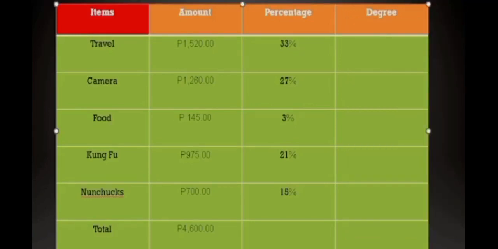So we'll just total all the percentages. 33 plus 27 plus 3 plus 21 plus 15% equals 99%. So we are now set on the percentages. Next is the degree. How do we get the degree? To get the degree, we need to multiply the percentage by the degrees of the circle. The circle has 360 degrees.